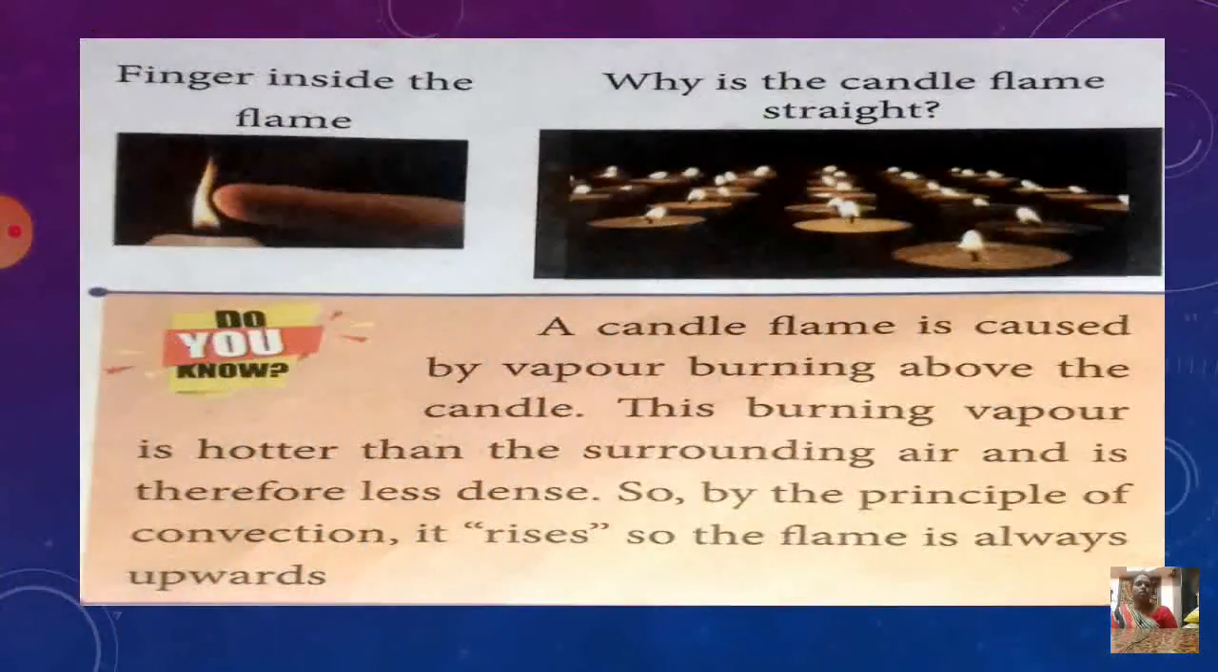Next, we are going to discuss the "Do you know" section given in your textbook. A candle flame is caused by vapor burning above the candle. This burning vapor is hotter than the surrounding air and is therefore less dense. So, by the principle of convection, it rises. So the flame is always upwards.